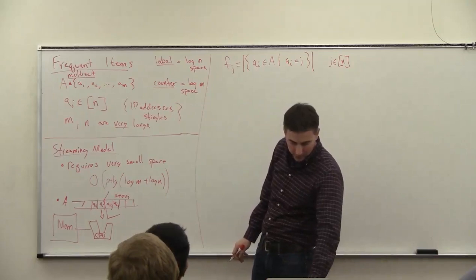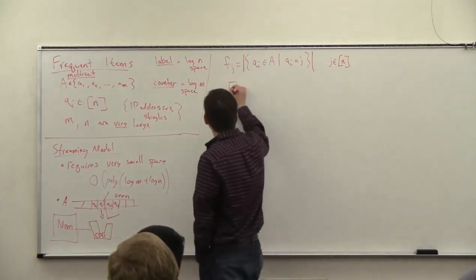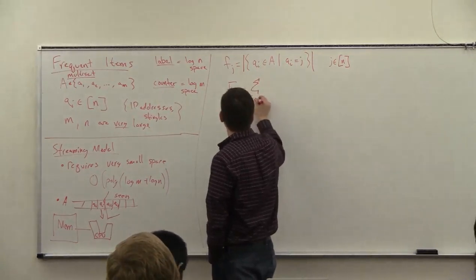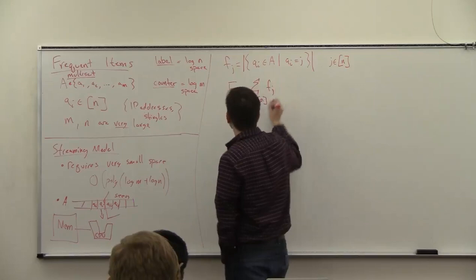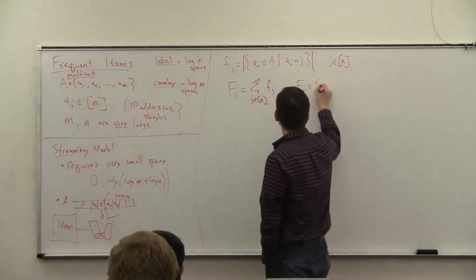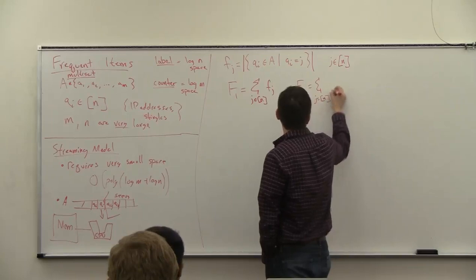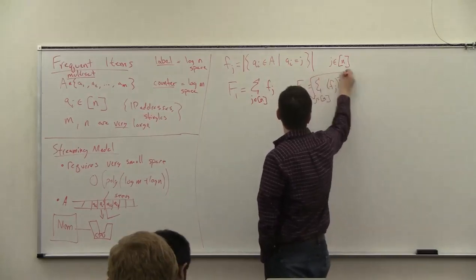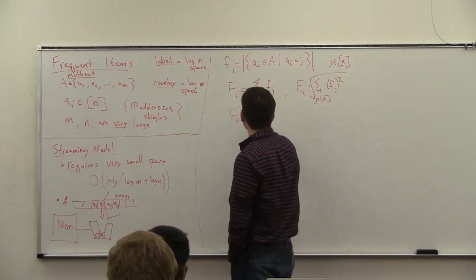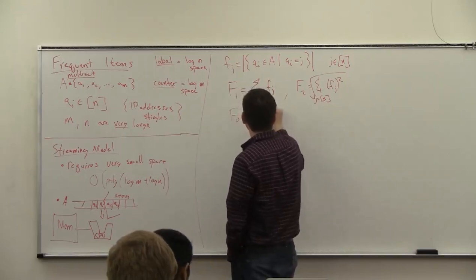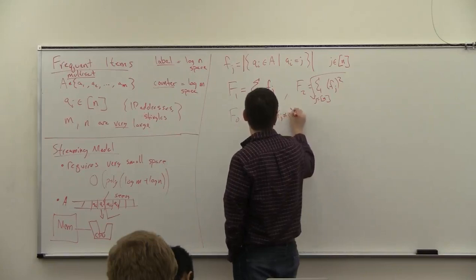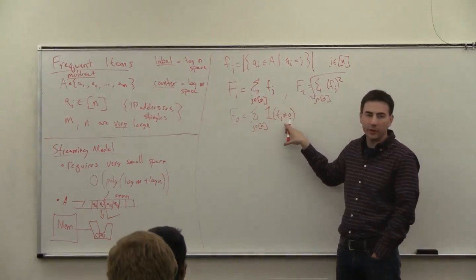A couple of common quantities: people will write F1, which is the sum over all j of f of j. Then there's also F2, which is the square root of the sum of f of j squared. And you can also do F0, which sums over all j an indicator that is 1 if f of j is not equal to 0. So it's 1 if this item has occurred and 0 otherwise.